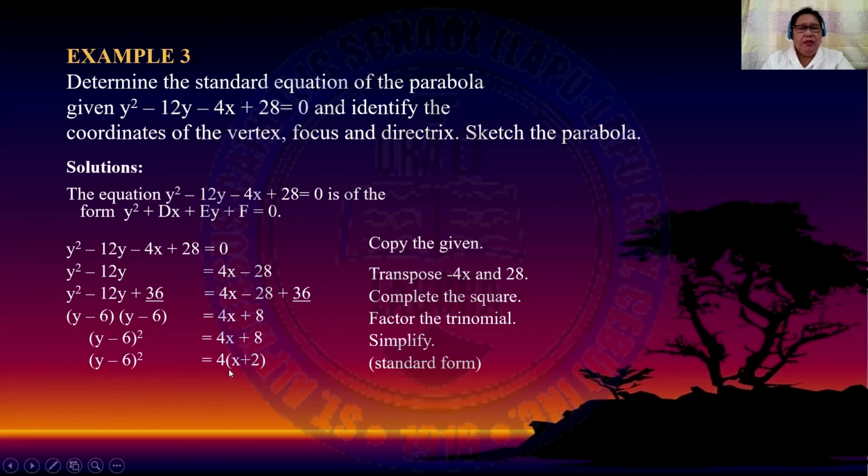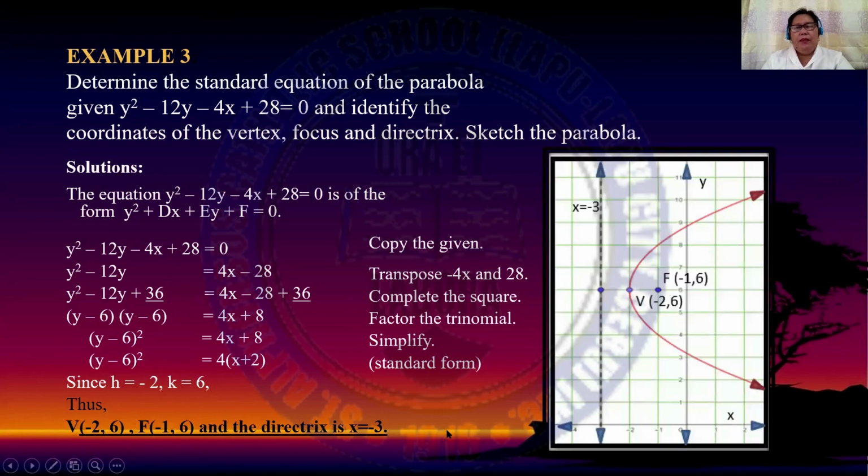This is the standard form wherein all you have to do is to factor out 4. So, taking out 4, 4x divided by 4 is x, 8 divided by 4 is 2. Now, since h is equal to negative 2 and k is equal to 6, thus, the coordinates of the vertex we have are negative 2 and 6, the coordinates of the focus are negative 1 and 6, and the directrix is x is equal to negative 3. And this is the graph.